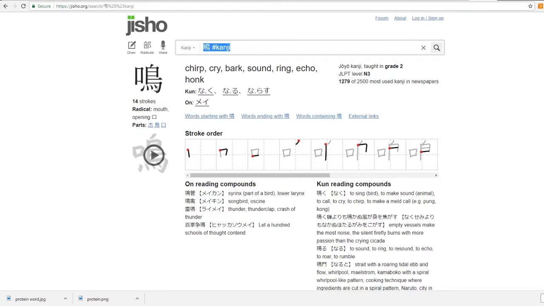Next thing we're going to look at is chirp, and this has the symbol for bird and mouth. So the sound that a bird makes when it opens its mouth is a chirp or a cry. Naku is going to be its kunyomi, and its onyomi, I believe this is mei, but it could be, yeah, mei is going to be its onyomi.